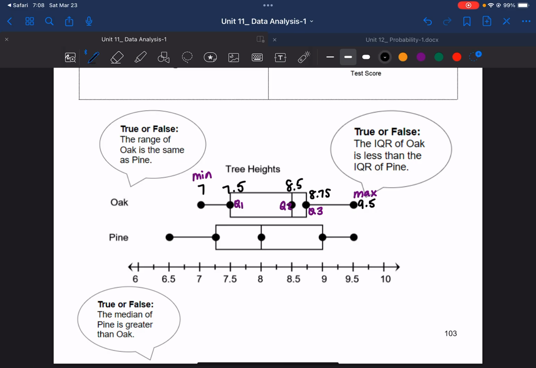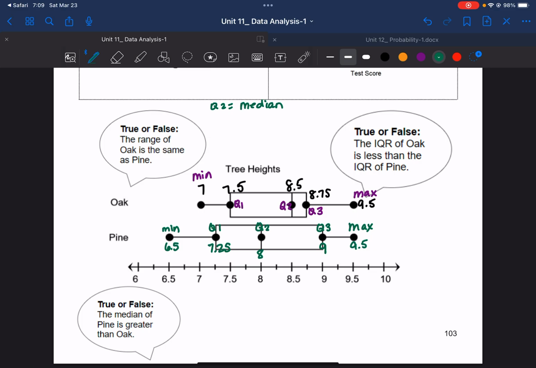Now, the next one, I'm going to do the same thing. So this is the minimum, and this is at 6.5. This is quartile 1, and this is at 7.25. This is quartile 2, or the median. Remember, quartile 2 is also median. Let's not forget that. And this is going to be at 8. Quartile 3 is at 9. Maximum is at 9.5.